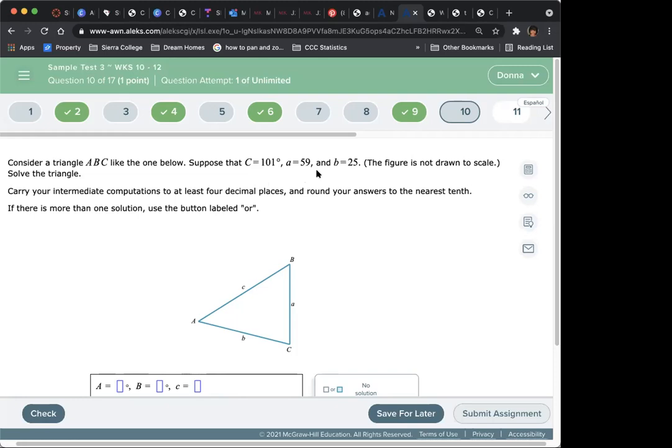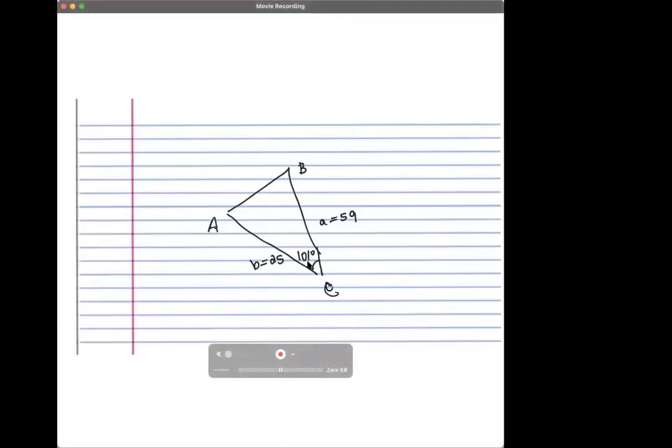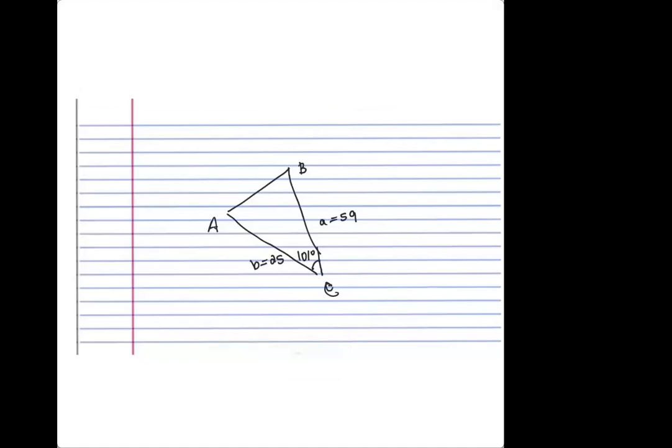All right, so now I'm going to show you what I've drawn, as pathetic as it is, because 101 degrees does not look like that. It doesn't matter. It doesn't have to be drawn to scale. All we need to see is this: we have a side, included angle, side.